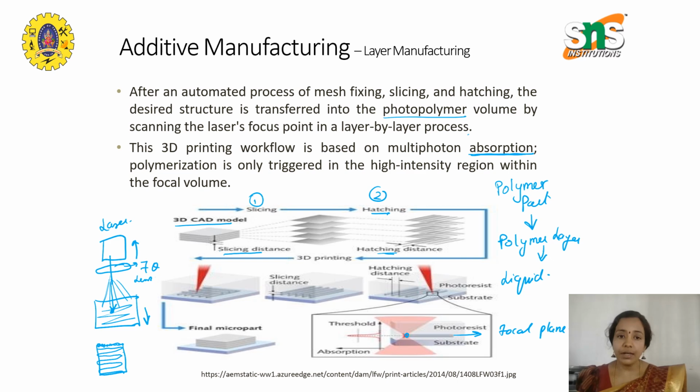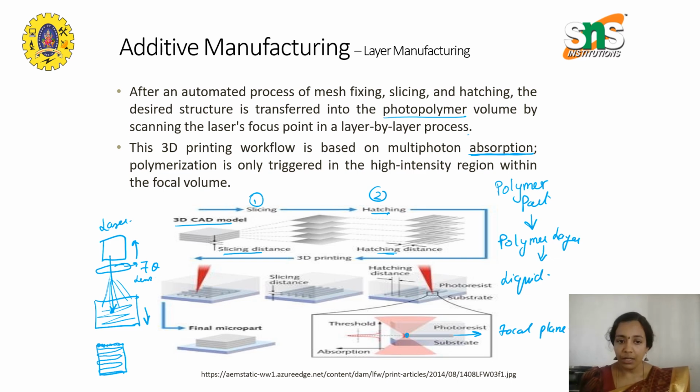Here, after an automated process of mesh fixing, slicing, and hatching, the desired structure is transferred into a photopolymer volume by scanning the layer's focus point in a layer by layer process. So we are manufacturing the product in a sensitive manner, layer after layer. This three-dimensional printing workflow is based on multi-photon absorption. Polymerization is only triggered in the high intensity region within the focal volume. So first, we are slicing.